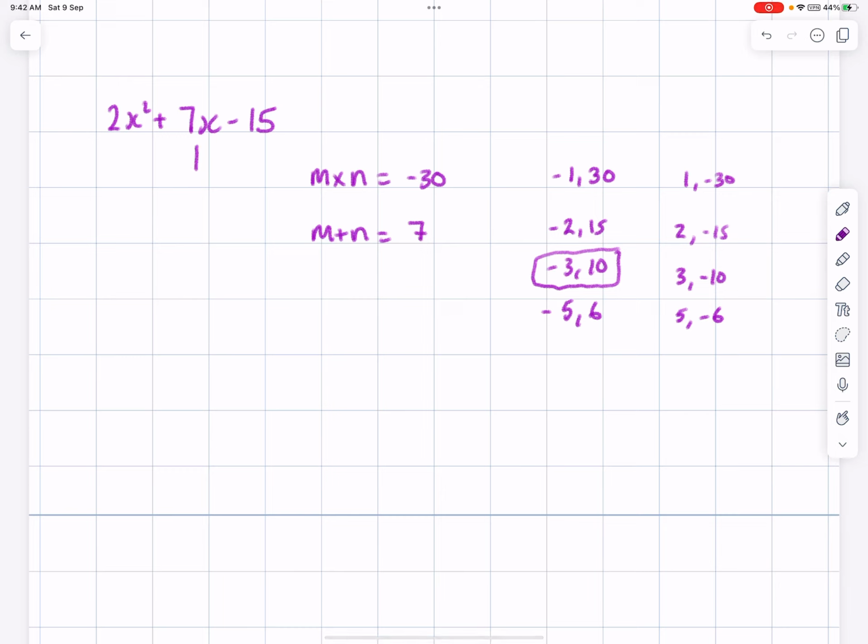Last time we said I'm splitting this number up into the two numbers I found. So instead of having 2x squared plus 7x minus 15, I'm going to have 2x squared plus 10x minus 3x minus 15. Now, if I've got that situation there, just like last time, I need to factorize this first part and see what's a common factor. Well, in there, 2x is a factor, which will leave me x plus 5.